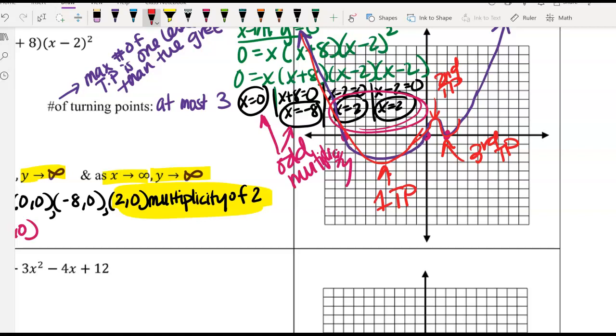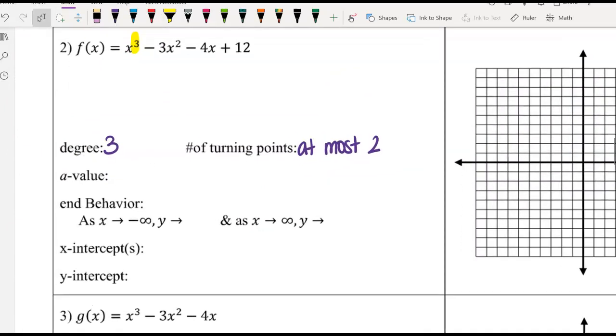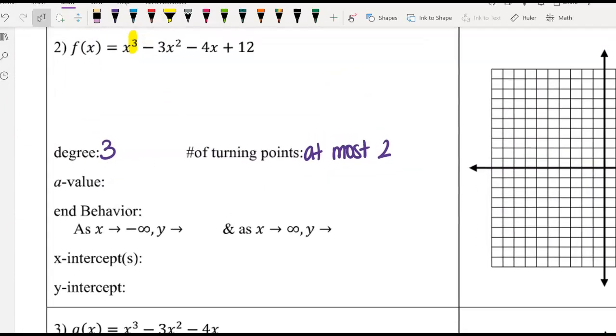Think of it as your min and max location, okay? So turning points are when you can locate your minimum and your maximum locations. Now, for this one, we're going to have at most 2 turning points. At most does not mean that we're going to have both. We might just have one, but at most we're going to have 2 turning points, meaning that it could be 1 min, 1 max, or both mins, okay?